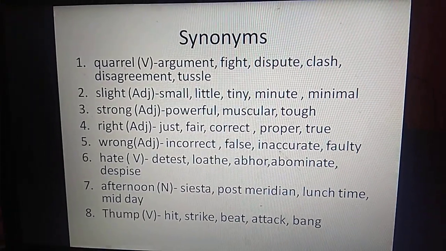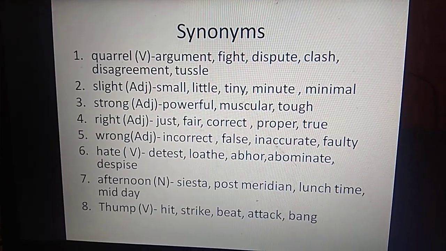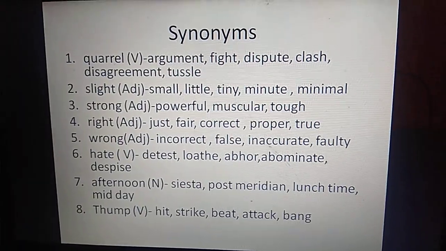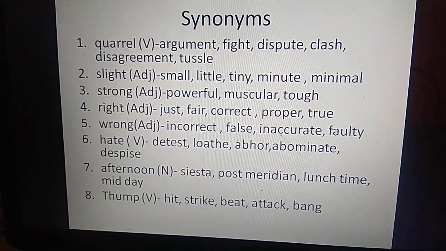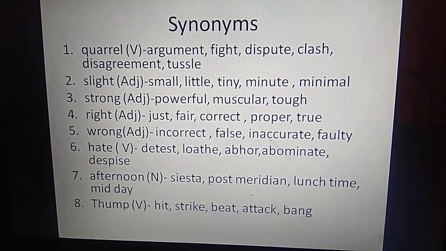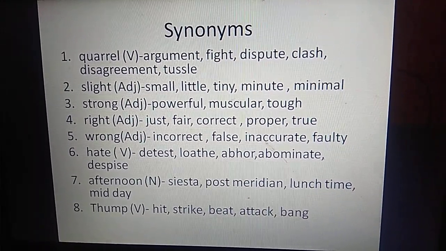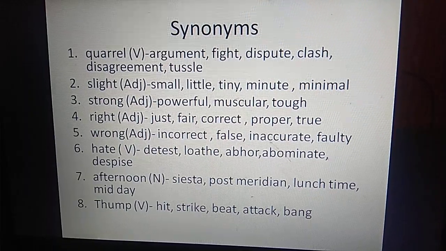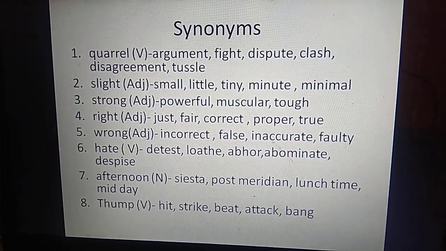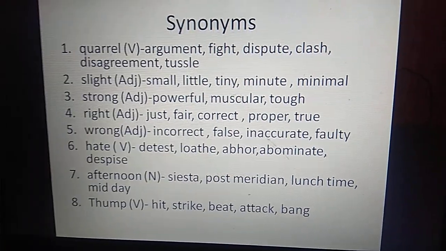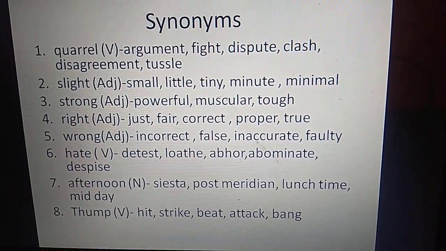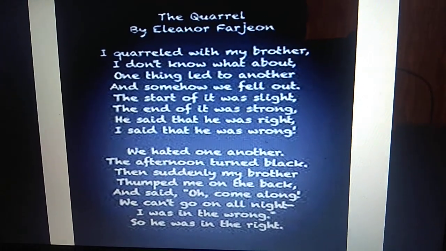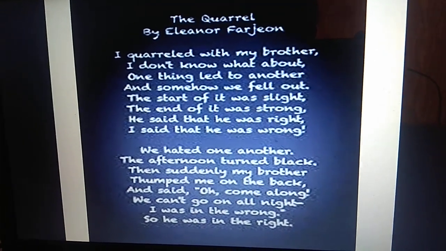Hate, another word, some synonyms are detest, loathe, abhor, abominate, despise. Afternoon. Children, you might have been thinking what other words can be used for afternoon. So the words are siesta, post-meridian, lunchtime, midday. Thump is a verb which means hit, strike, beat, attack, bang. But the word thump has a different meaning in the poem, which is hitting slightly with love. So let us begin the poem once again and discuss what the poem means.